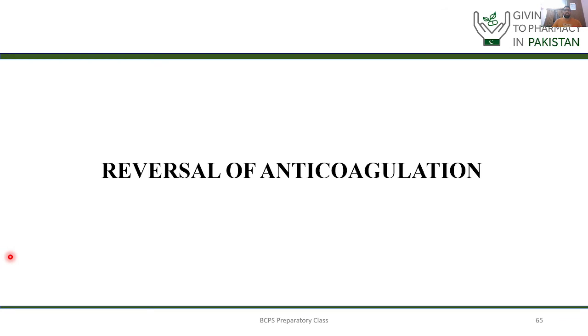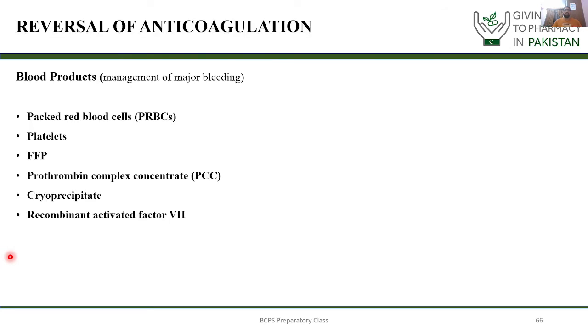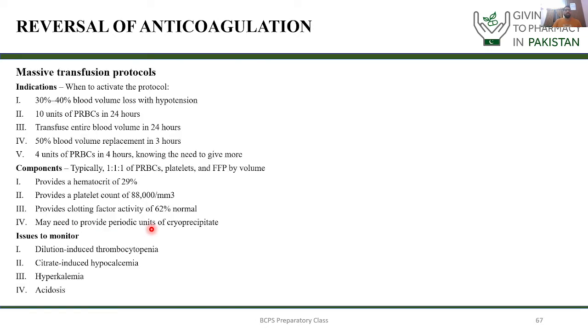So next is the reversal of anticoagulation. In the reversal, first of all, we have different blood products. These blood products are actually not used specifically for the reversal. They are mainly used for the management of major bleeding, like packed blood cells, platelets, fresh frozen plasma, prothrombin complex concentrate, cryoprecipitate, and recombinant activated factor 7.